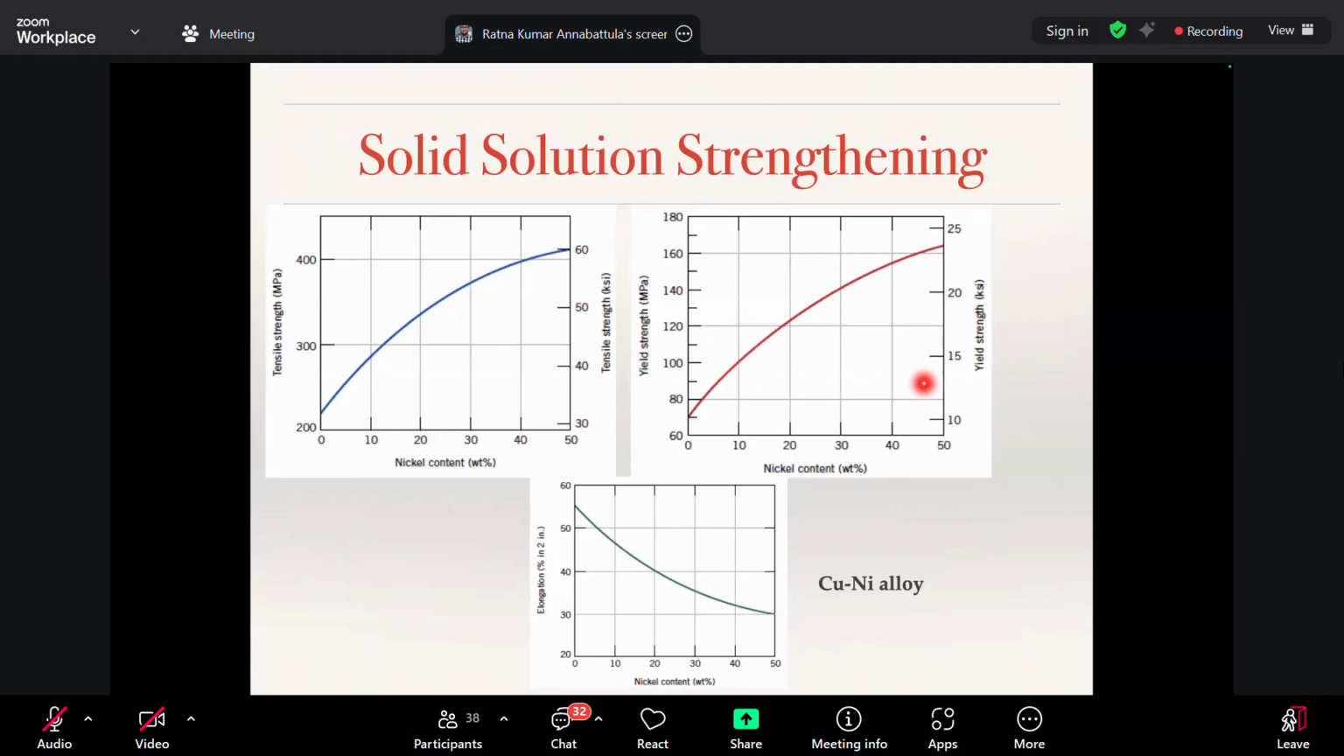And if you continue to add up to 50% nickel in copper, you have gone from 70 megapascals to close to 160 megapascals. Again, if you further add nickel, then it starts decreasing because it becomes more nickel than copper. So what you would see is that pure nickel's yield strength will be somewhere here, pure copper is somewhere here, but the alloy will have a higher yield strength. Why is that? Because of the solid solution strengthening.